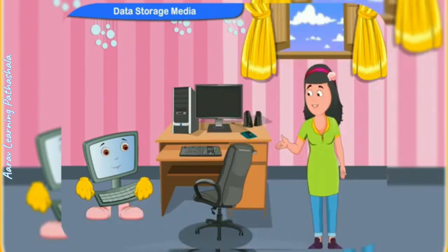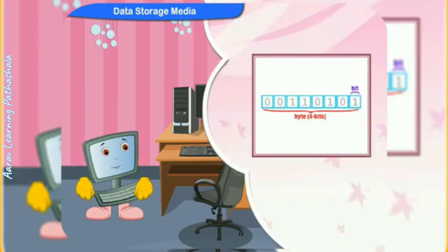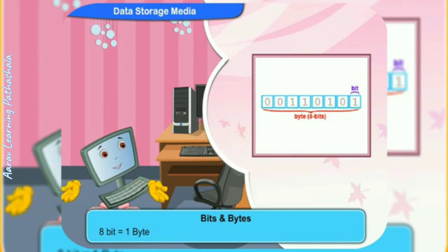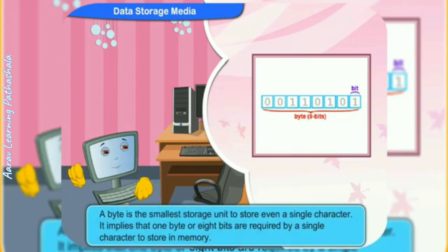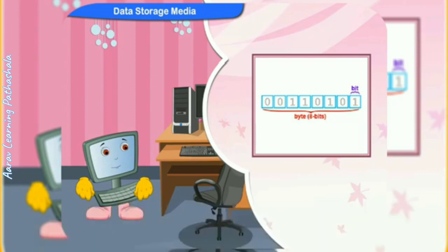What is the difference between bits and bytes? Bytes are bigger than bits. 8 bits make 1 byte. A byte is the smallest storage unit to store even a single character. It implies that 1 byte or 8 bits are required by a single character to store in memory.